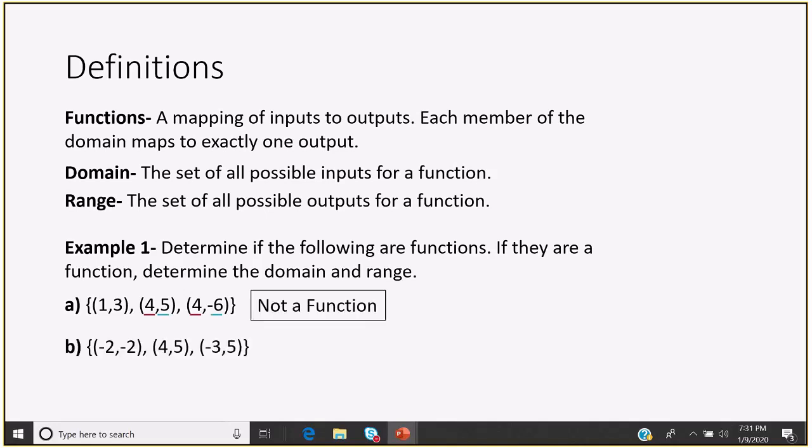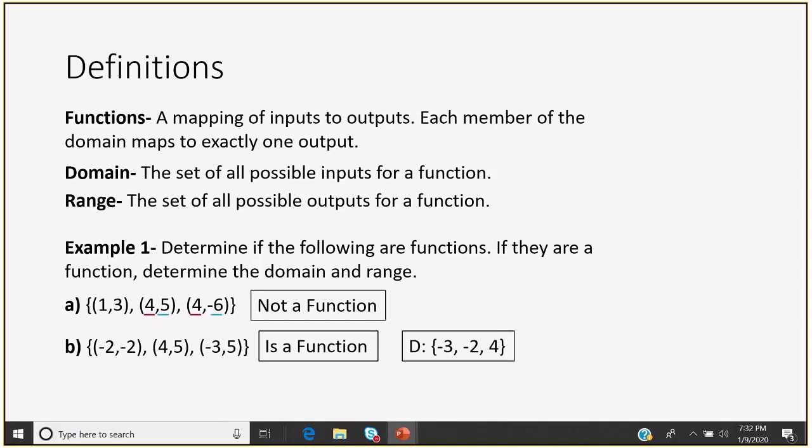To see another example, I have my mapping here. -2 goes to -2, 4 goes to 5, -3 goes to 5 as well. And I might think, okay, in the last example there was the repeating 4, which was bad, and in this example, the repeating 5, which is bad. But what's kind of weird about the definition of functions is I'm actually not concerned about my outputs. I could have everything mapped to the same number. That's okay. I just can't have one number mapped to 2 separate locations. So even though 4 goes to 5 and -3 goes to 5, this does meet the definition of a function.